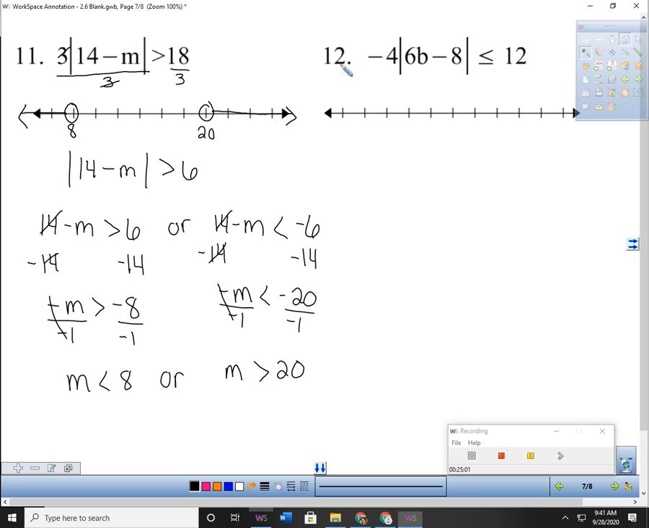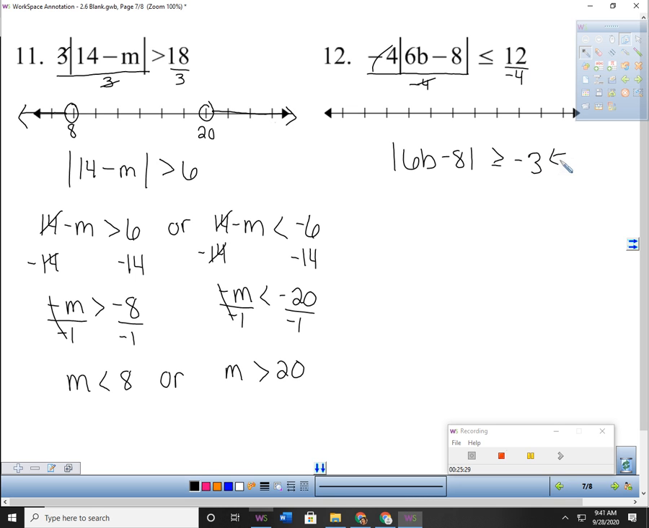Alright, on number 12, the only thing out here is this negative 4. So I'm going to divide by negative 4. Now, the same rule applies even if I'm trying to get this absolute value by itself. If I divide by a negative, then that means I have to flip my inequality symbol. So I'm going to flip that around. 12 divided by negative 4 is negative 3. And now we have a negative over here.